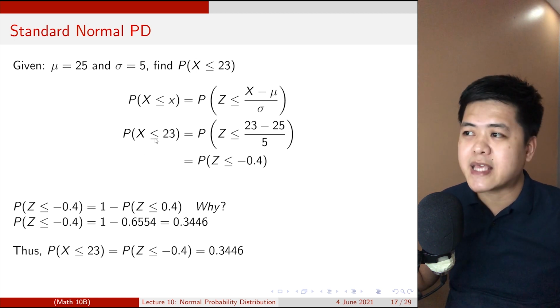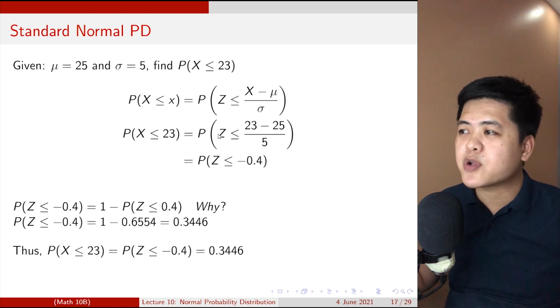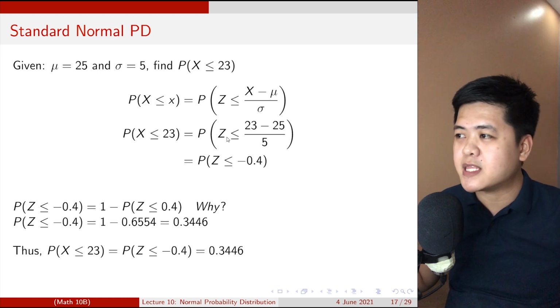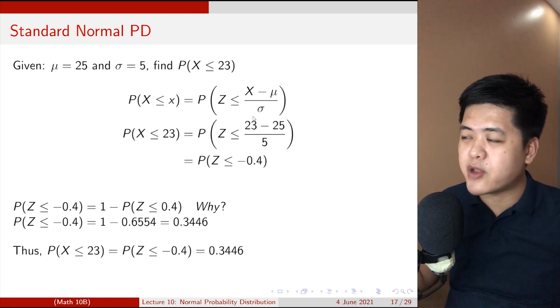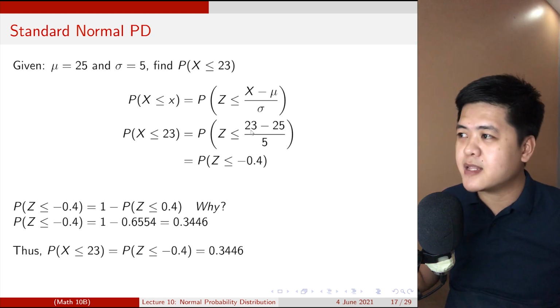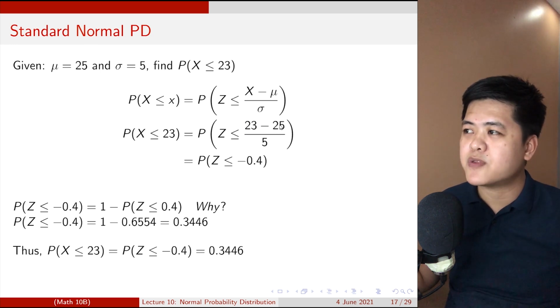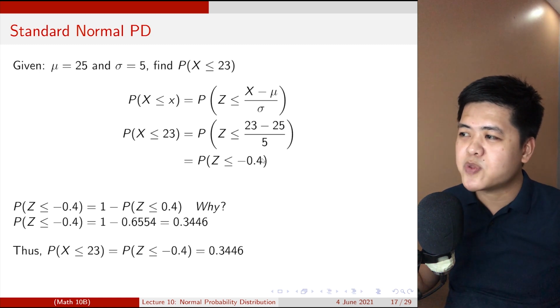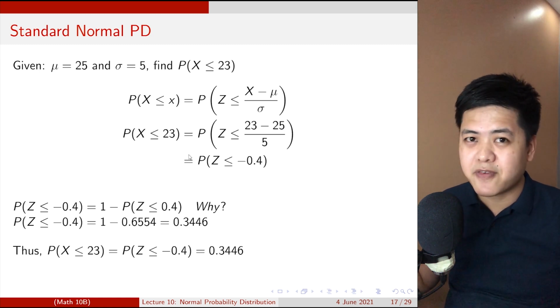We want the probability that x is less than or equal to 23. And we can, of course, convert that into a z-score using the formula x minus mu over standard deviation. So you just have to plug in 23 minus 25 divided by 5. 23 minus 25, that's minus 2 divided by 5, that's negative 0.4. So we have to get the area to the left of a negative.